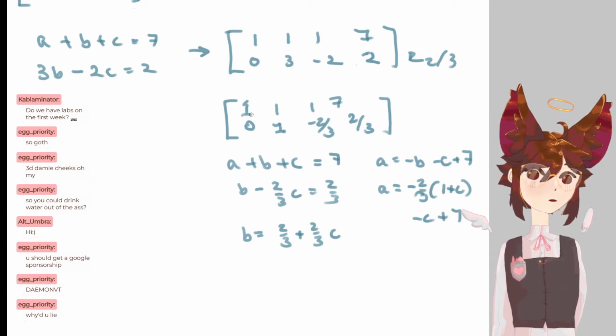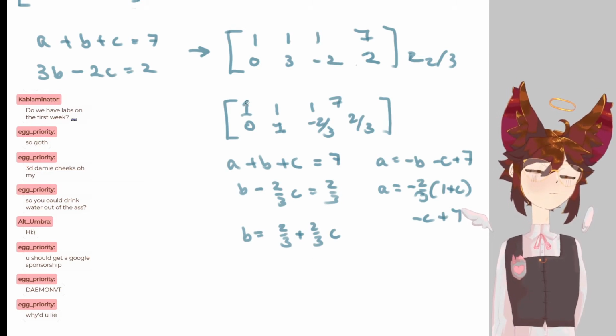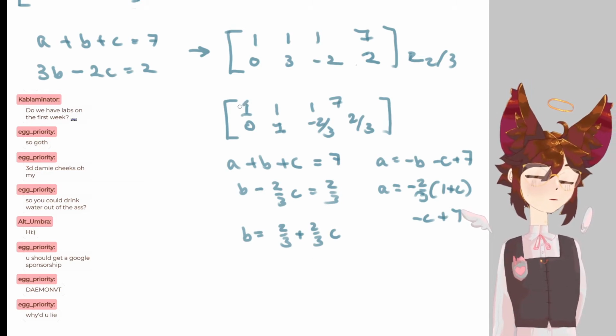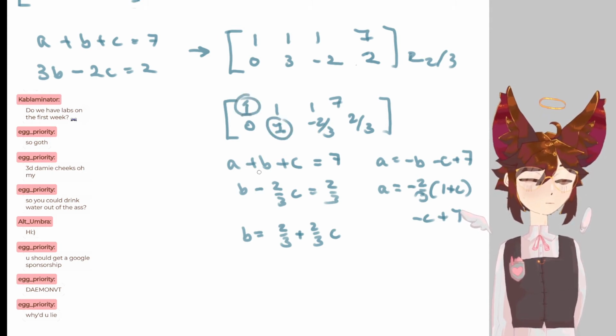One other quick thing is that sometimes people call these leading ones, right? The ones that are leading the rows, or sometimes people call them pivots, and sometimes people will circle them.